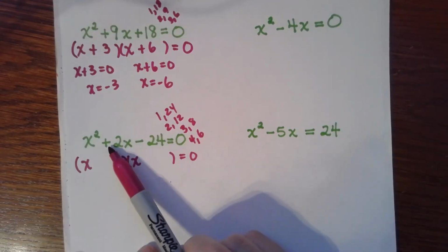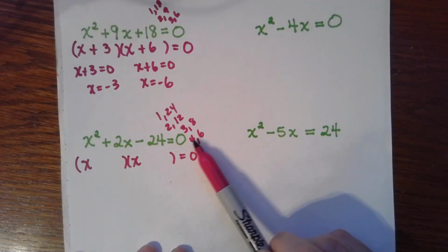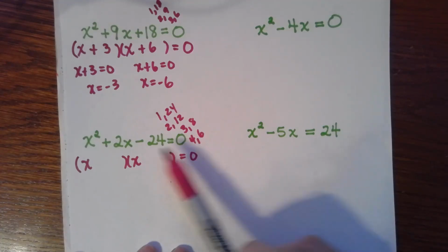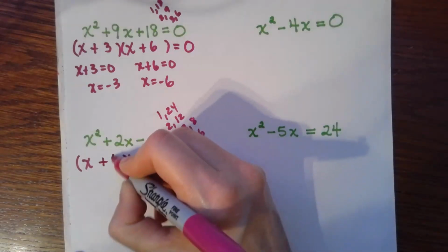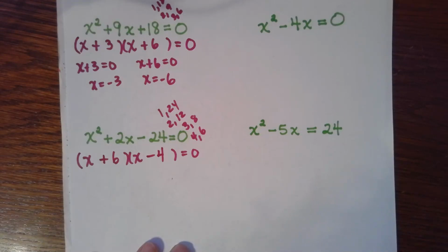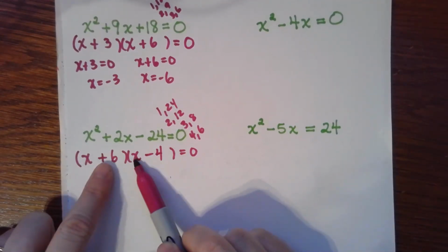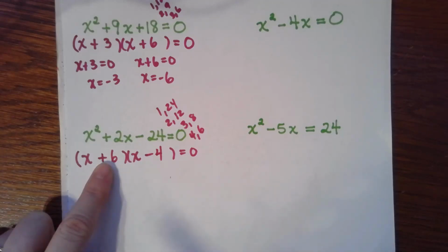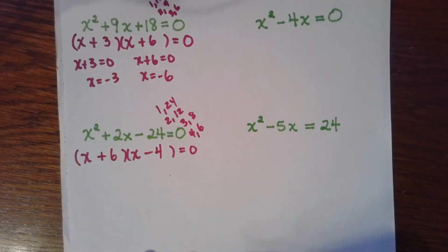Now I want it to be a positive 2. Okay, so I'll need to make the 6 positive and the 4 negative, because 6 minus 4 is positive 2. I need a positive 2. So I'll use a positive 6 and a negative 4. Okay, let's check that. X squared, then we'll have minus 4x plus 6x, that is the positive 2x, and then a negative 24. All right, that works out.